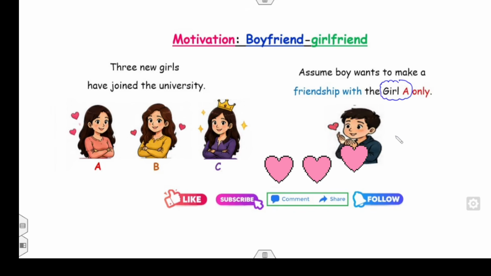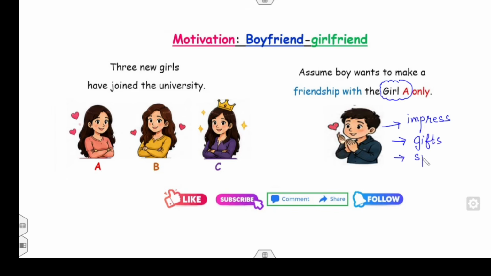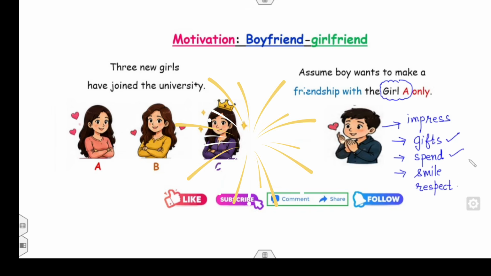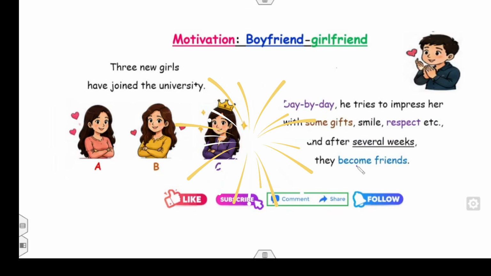Fine. So what can he do? He tries to impress her by sending some gifts, by spending some time with her, or by using some smiles or taking care, showing respect and so on. So continuously, day by day, he sends gifts to her, spends time with her, smiles, respects her. And after a few weeks, they become good friends.